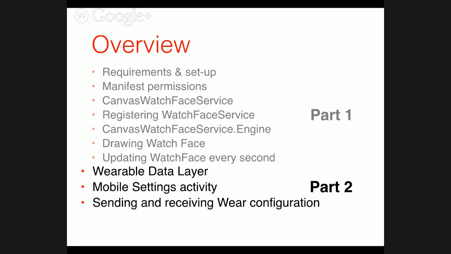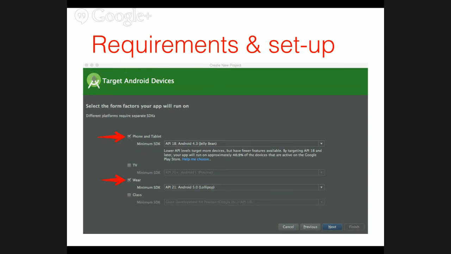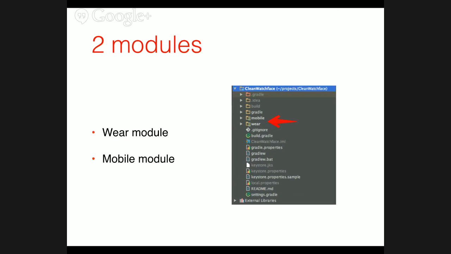So we can start. First, requirements: you need to file a new project. That's the best way to start. You'll have to choose the Wear module here. After that, Android Studio will generate 2 modules. This is a really important part. The mobile module, the mobile app, is different from the Wear module, the app which will be deployed, the watch face which will be deployed on your Wear watch.